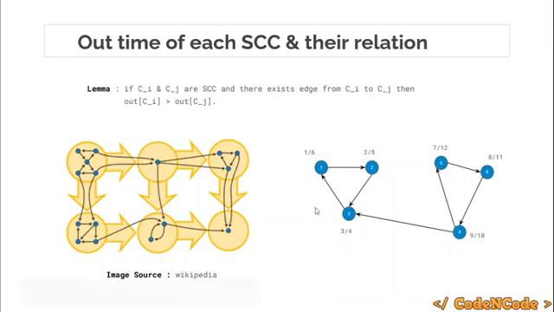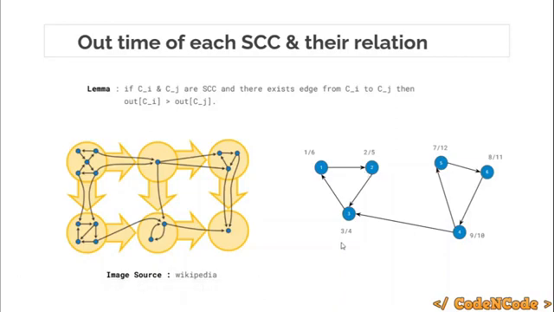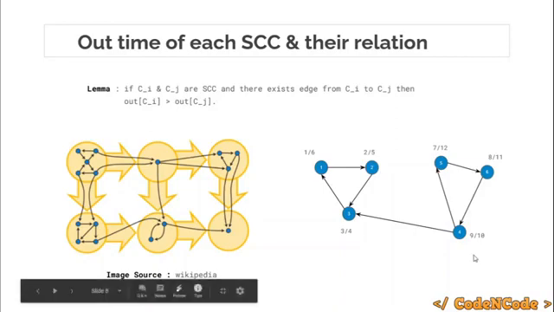You already remember how SCC works, right? From the main function, we run a loop from 1 to n, and whoever is not visited, we make a DFS call to that. First, we made a DFS call to 1. 1 makes 2 and 3 also visited. Now we return back to main, and then we see whether 2 is visited or not. Yes, 2 is visited. And then we see for 3. 3 is already visited. Now we see for 4. 4 is not visited, so we make a DFS call to 4.